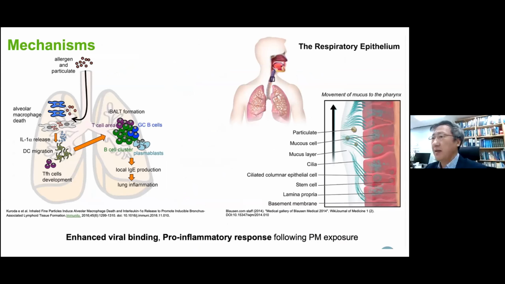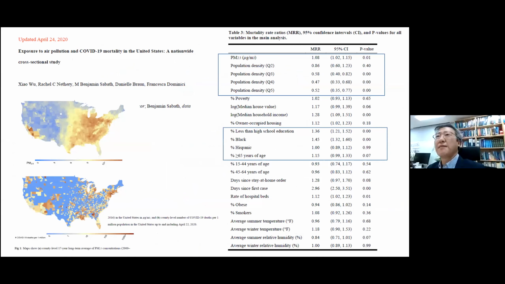So it is not very surprising, but this is a well-known report published early, in April. In this report, they reported a mortality rate ratio with major variables, and they reported that PM2.5, fine particulate matter, is statistically significantly associated with mortality. And population density, of course, is associated also. But some social factors like education, percent black, and age were also associated. This is a county-level analysis.